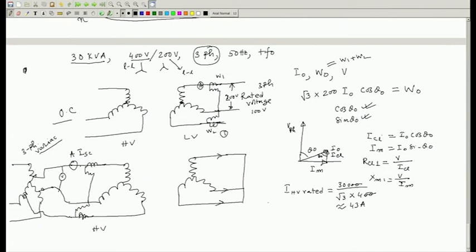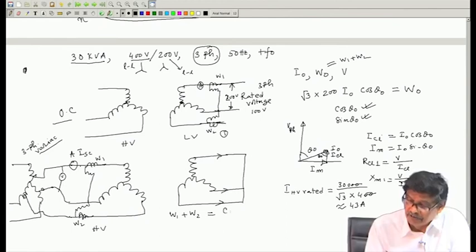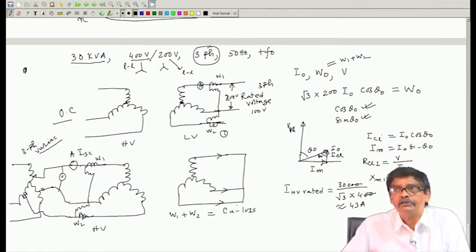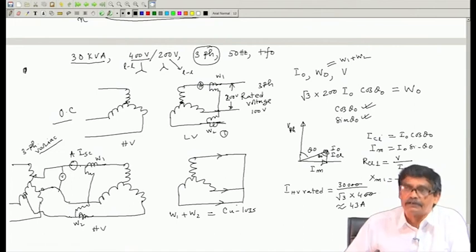The wattmeter once again will read W 1, W 2, and the sum of these two, W 1 plus W 2, will give you the copper loss at rated current. We neglect the core loss. Why? Because the applied voltage is very small. Flux is only a few percentage of the rated flux, compared to when you apply rated voltage, rated frequency.